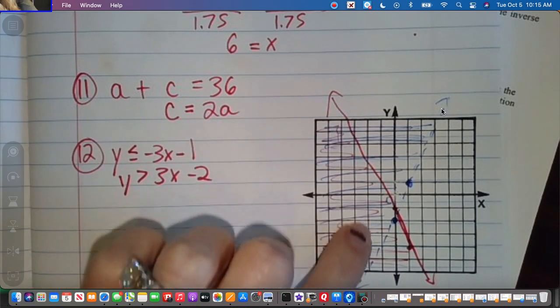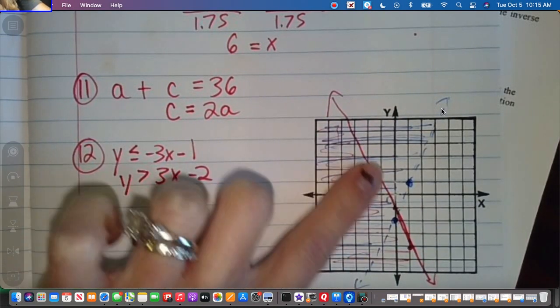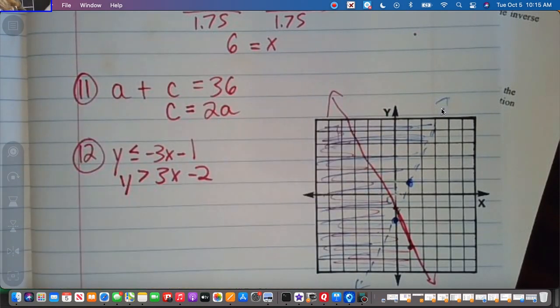Wait, where'd you color in? Above this line. Oh, I thought you colored to the right. No, it's not to the right or to the left. It's up or down. At least yours are both solid lines, I think I just did two in the same order.